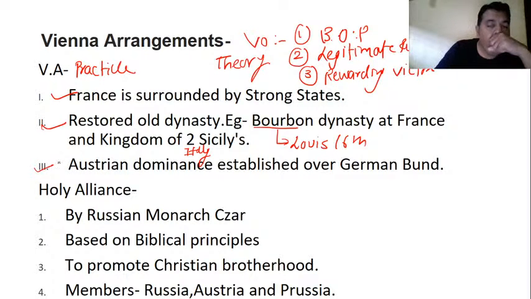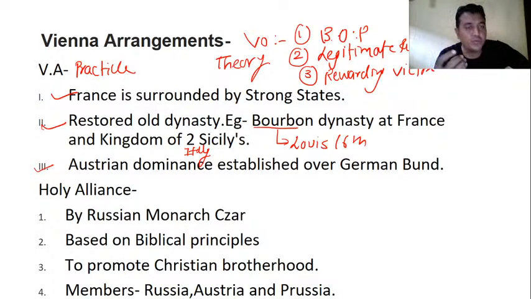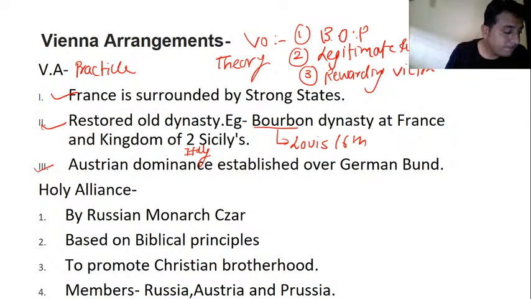And the third practical: Austrian dominance established over the German Bund. Austria is also known as the Habsburg Empire or Austro-Hungarian Empire, and it has several other regional areas. This German-speaking area was captured by Napoleon. Again, Austrian dominance was established over that area, and that is known as rewarding victors. This is the best example of Vienna Order, that is, Vienna Arrangement. Clear to everyone? Any question, any doubt to understand Vienna Order or Vienna Arrangement?